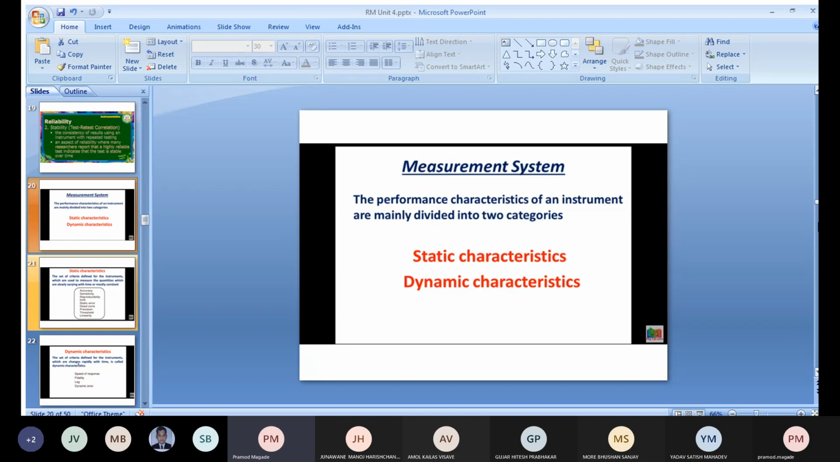Now the second thing, you just write down the next bit. Heading is static and dynamic characteristics of the instruments. Static and dynamic characteristics of the instrument used in experimental setup.